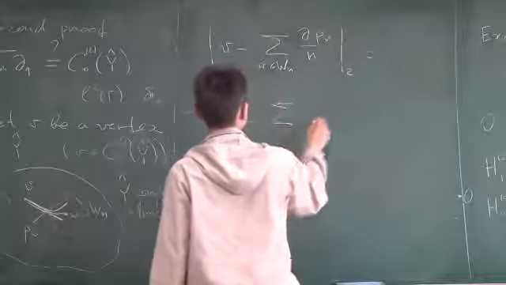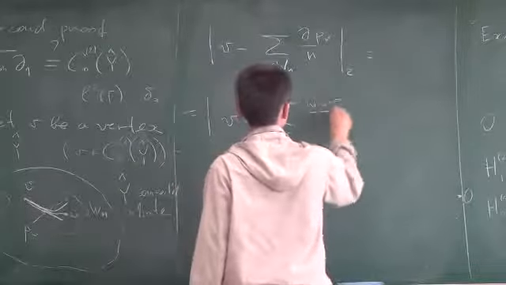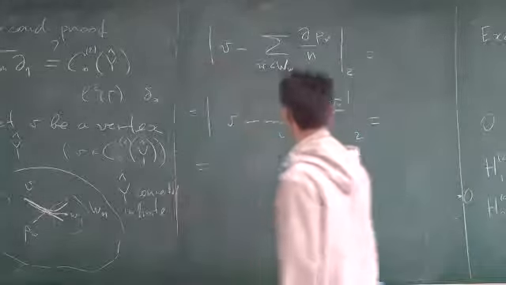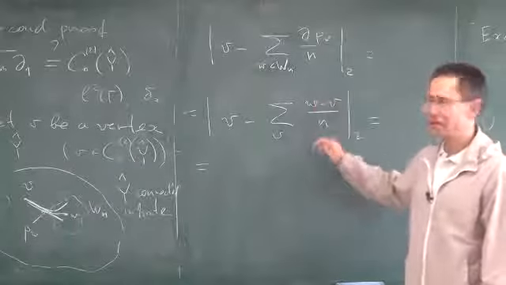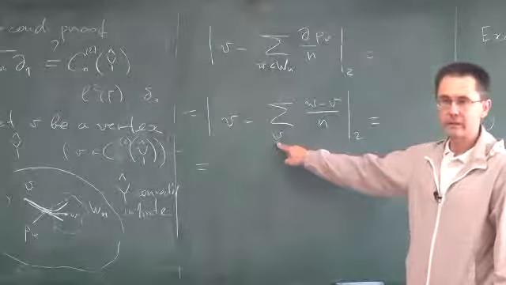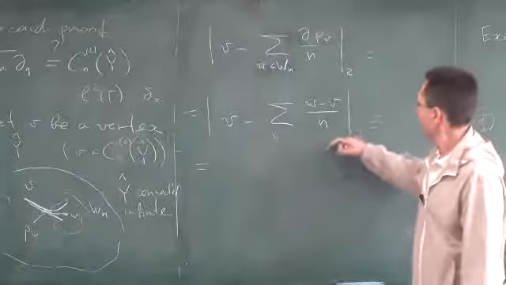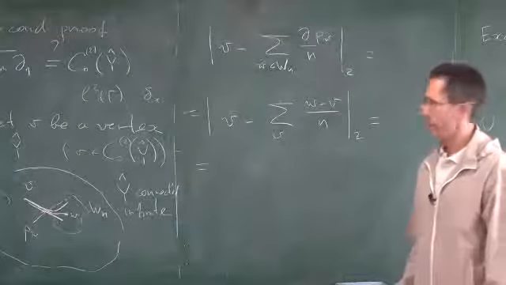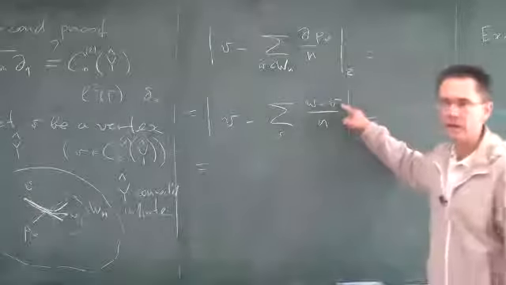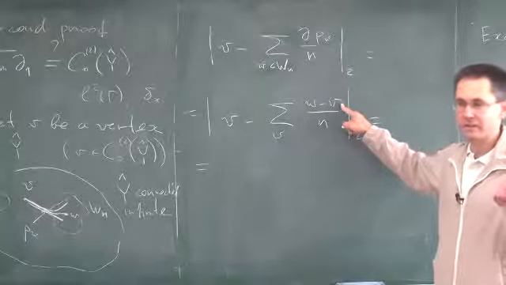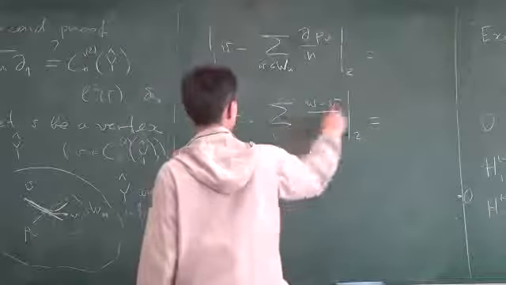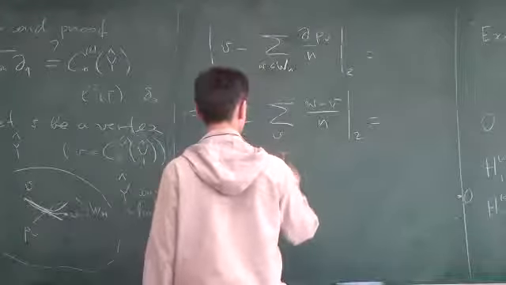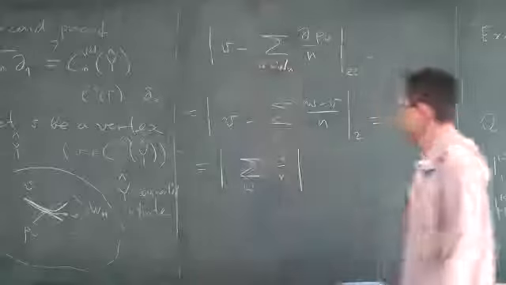Then it's the sum over all W of (W minus V) over n. The L2 norm of that is what? You split this into two parts. You have W over n and take the sum. And also you have V over n, take the sum over all W. But V does not depend on W at all. It would be V minus this linear combination of V, which is again V itself. So V will cancel out. And what is left is the sum over all W of W over n, the L2 norm.